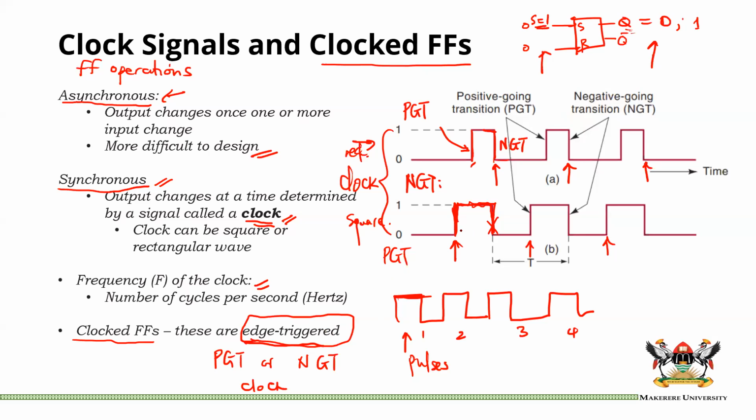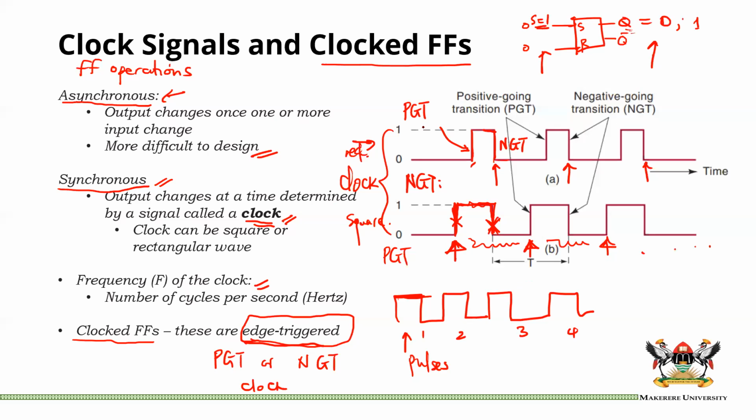But we are interested in edge triggered flip-flops, and those are triggered by either the positive going transition or the negative going transition. So similar to the NAND gate latches, where we were saying that once you are set, you cannot be changed, the only change that can happen is when you reset. Here, if I check this PGT, I don't care what happens in this side until I reach the next PGT. I don't care what happens here until the next PGT, and so on and so forth.